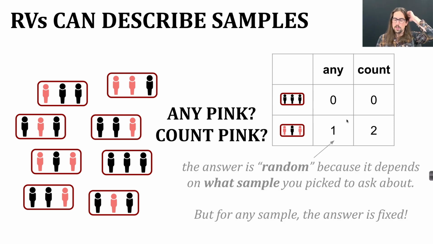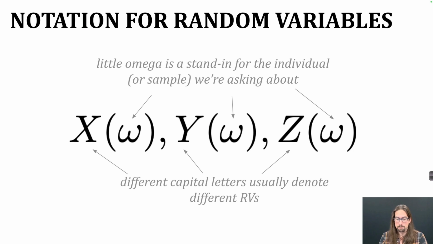So again, the answer is random because it depends on what sample you picked, or previously when we were looking at individuals, which individual you picked. But for any particular sample, the answer is really fixed. So the randomness just comes in because you don't really know what sample you're going to get out of all the possible ones you could have gotten.